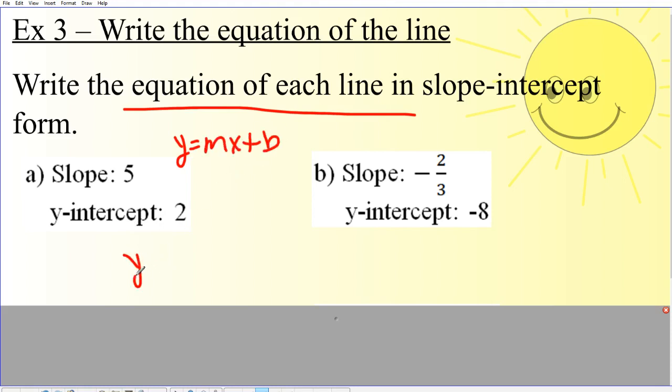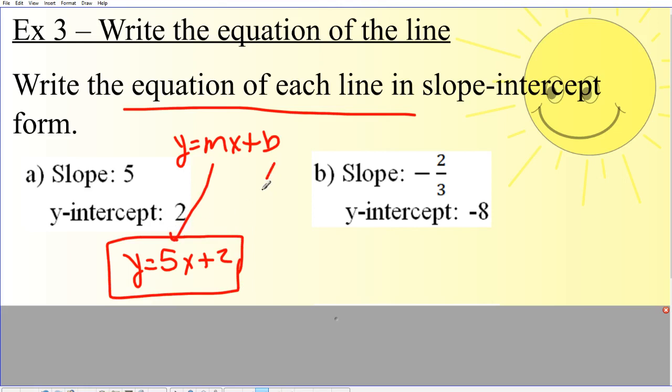So in this formula, my slope is 5. My y-intercept is a positive 2. That's it. It was really that easy. This piece is your slope. This is your y-intercept. You're done.